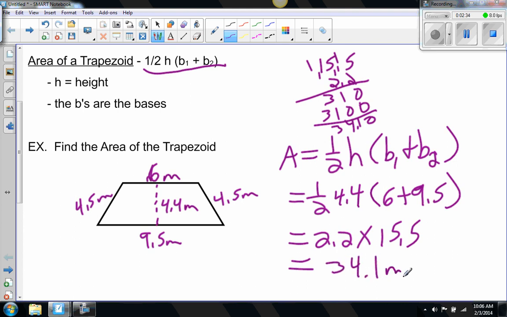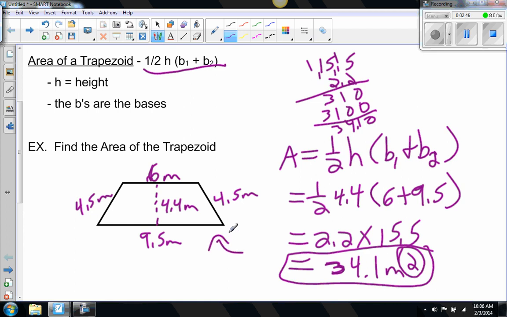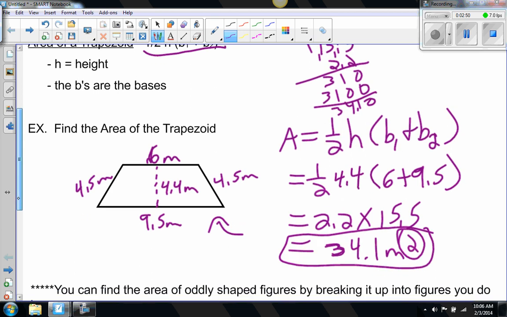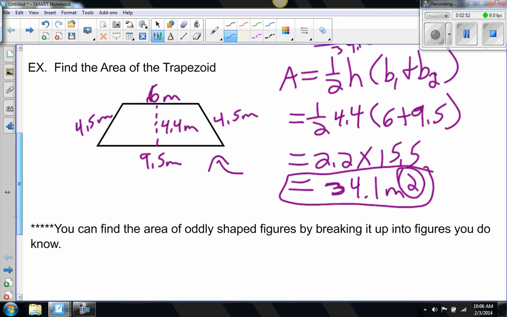And again, because it's area, you have to label it with this little 2 right here. All area has to be labeled with that little 2. So it's 34.1 square meters for my answer for the area of this trapezoid. Again, just follow your formula. Your formula tells you what to do. 1/2 of the height times base 1 plus base 2, and because of these parentheses, you have to do that before you can multiply it.